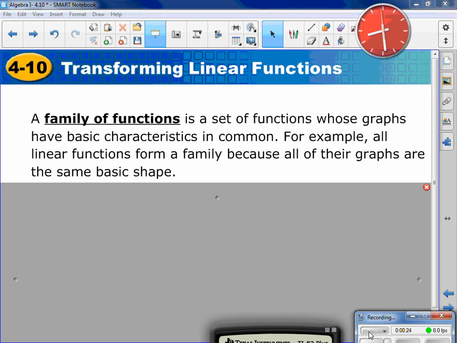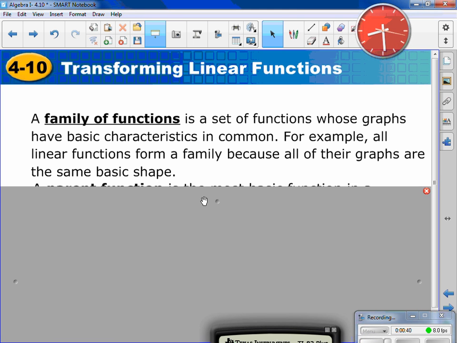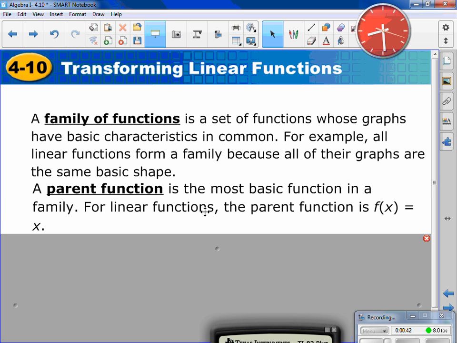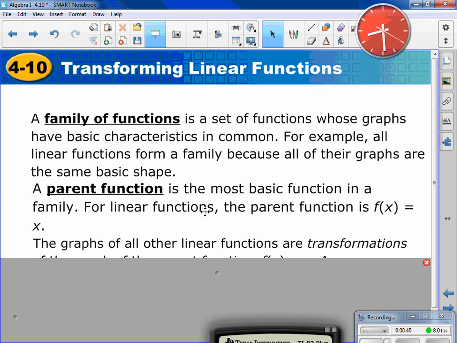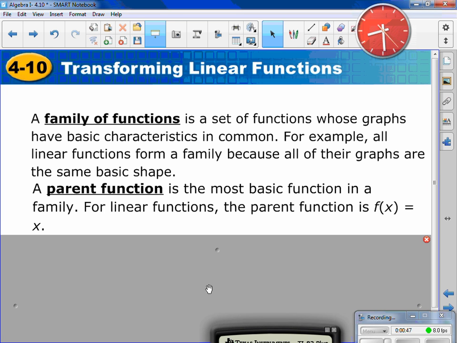First one is a family of functions. A family of functions is a set of functions whose graphs have the basic characteristics in common. For example, all linear functions form a family because all their graphs are basically the same shape. The main shape is called the parent function. That's the most basic function.